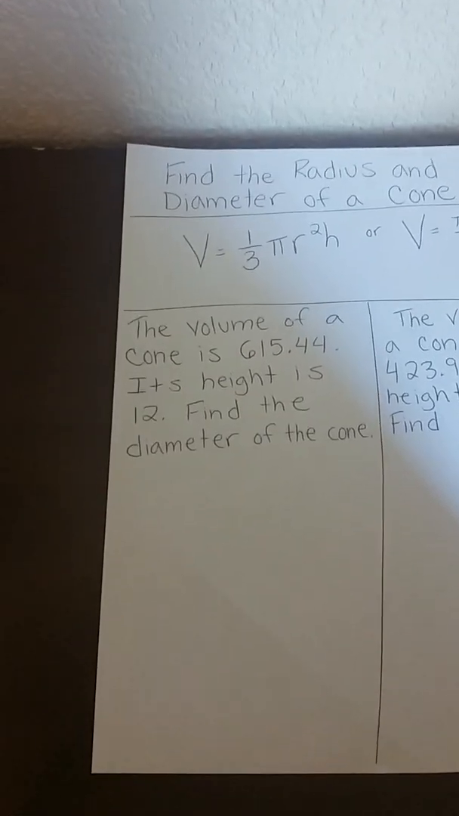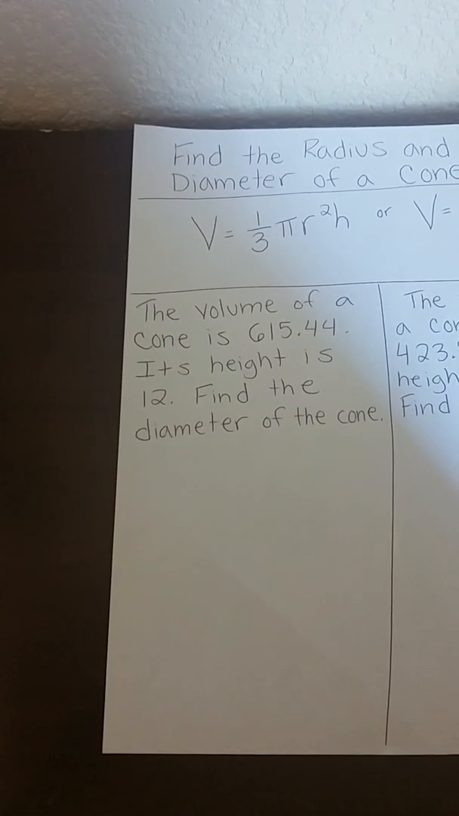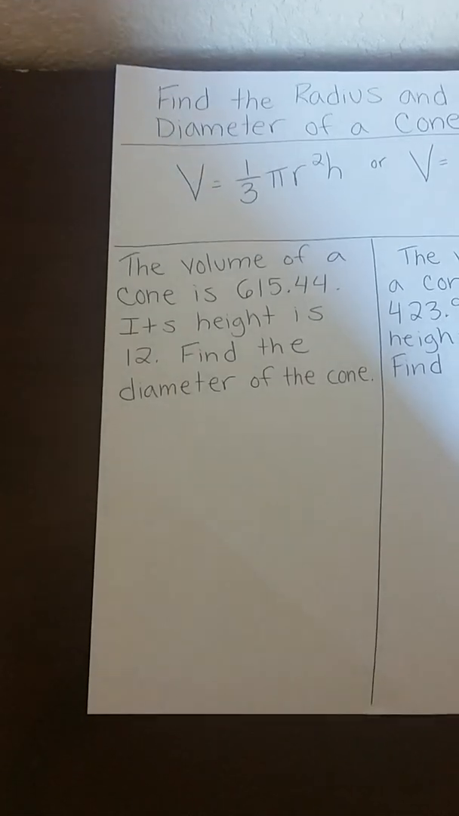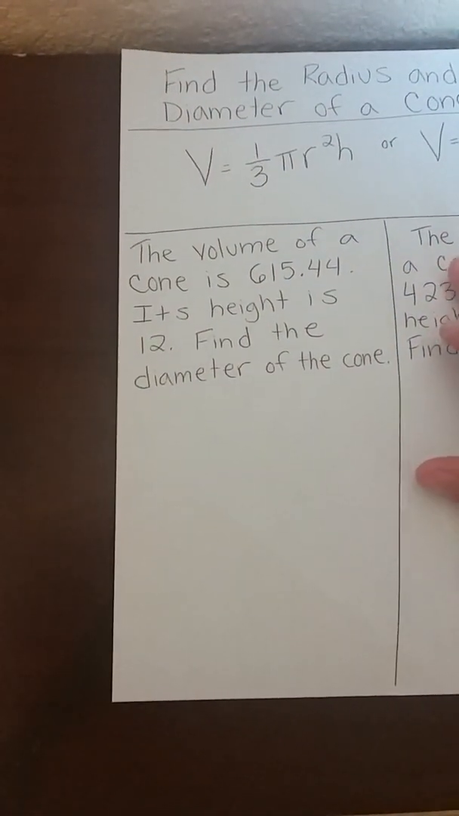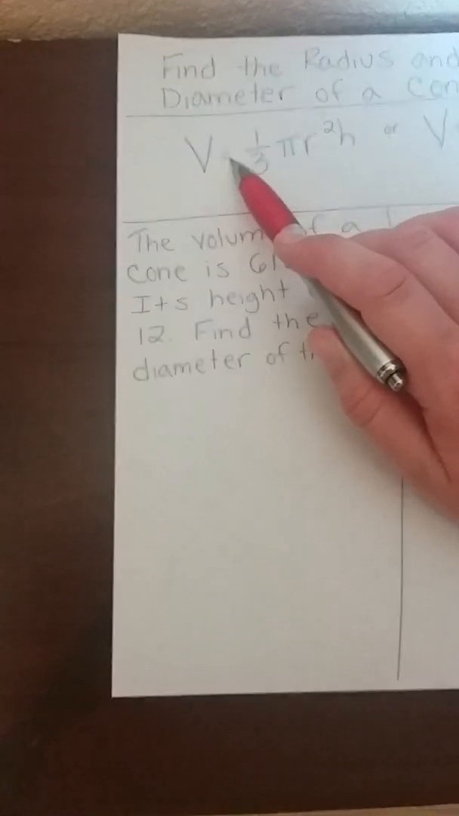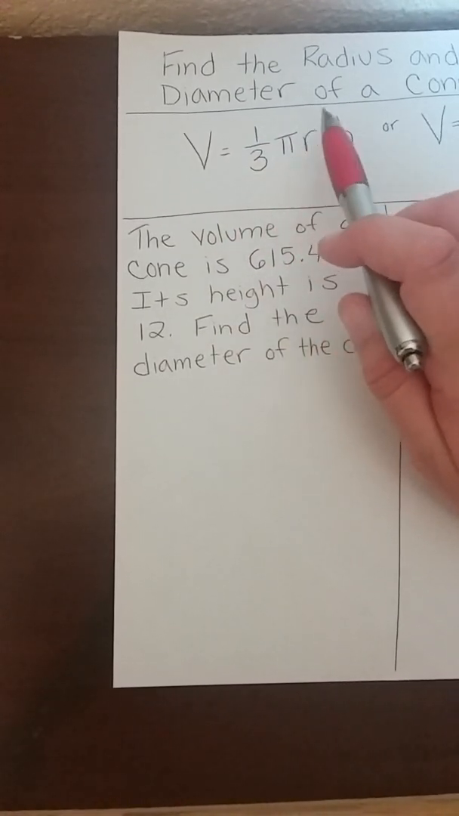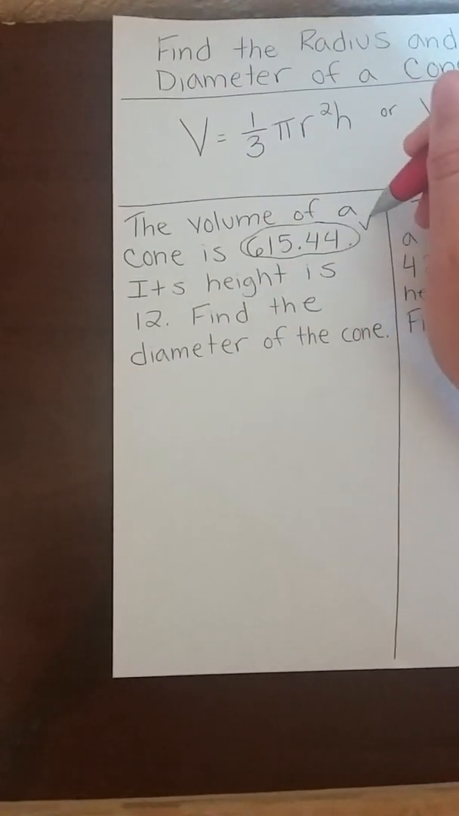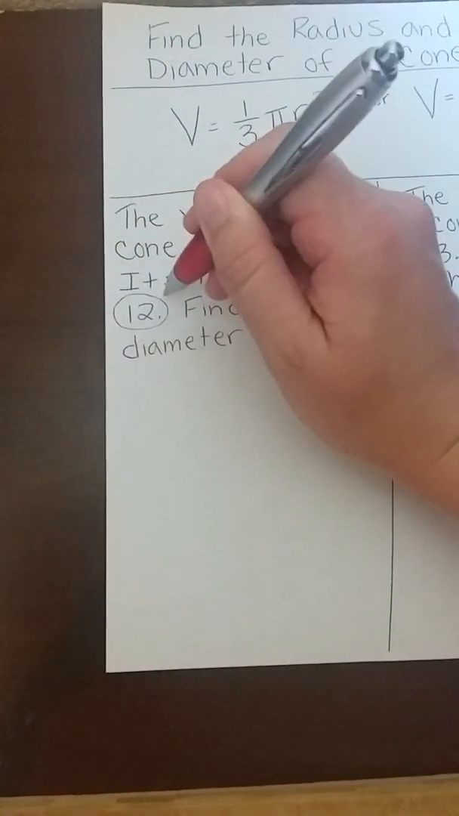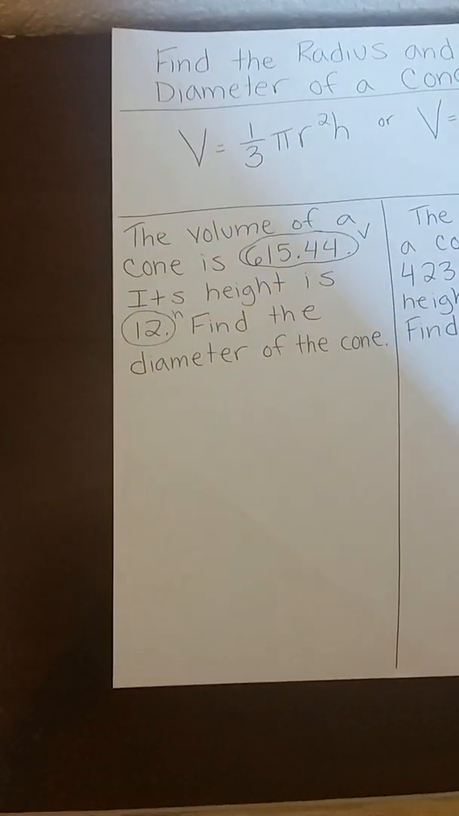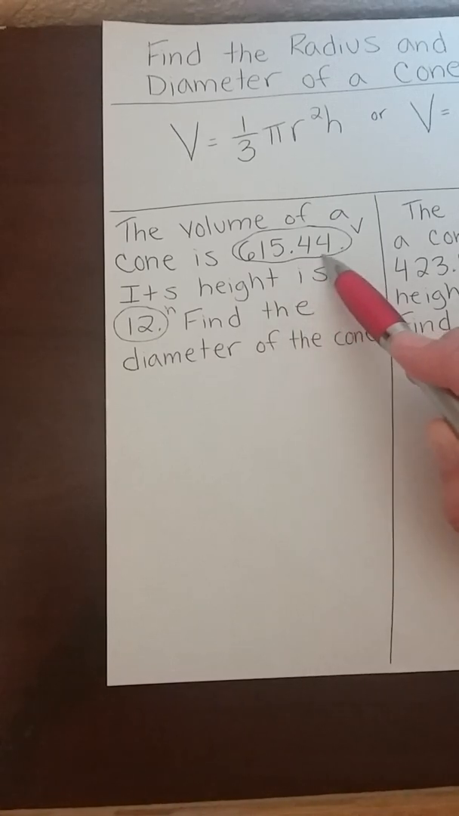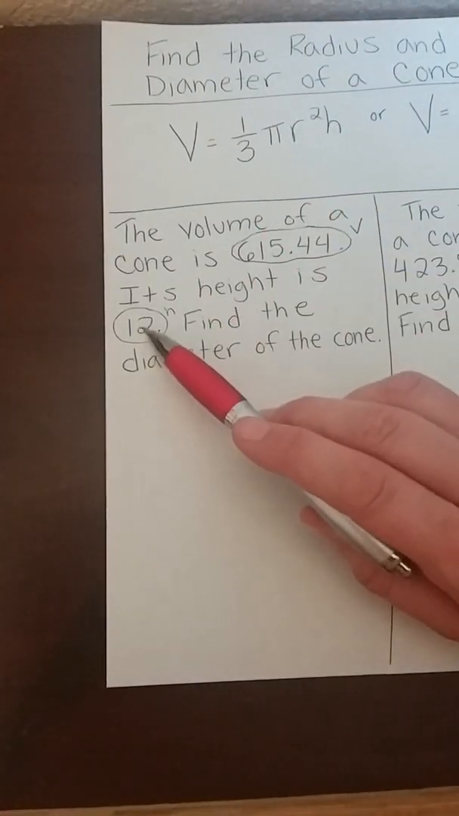So the first example says, the volume of a cone is 615.44. Its height is 12. Find the diameter of the cone. As we do this problem, we're starting with our formula, which is up here. Volume equals 1/3 times pi times the radius squared times the height. This is the volume, so that's V. And this is the height, so that's h. I'm going to go ahead and plug those in to the formula. So for V, I'm putting in 615.44. For h, I'm putting in 12.